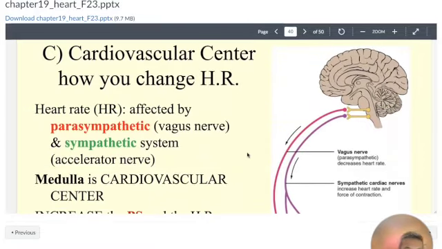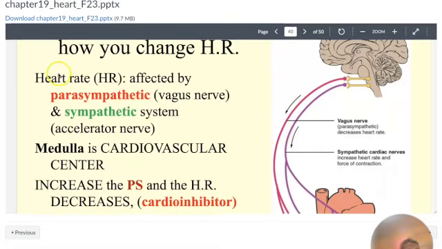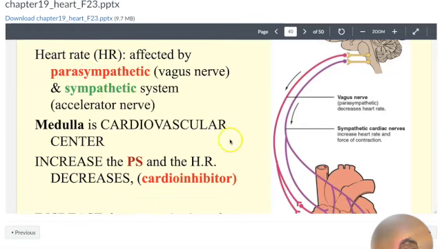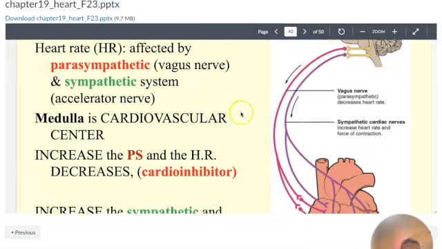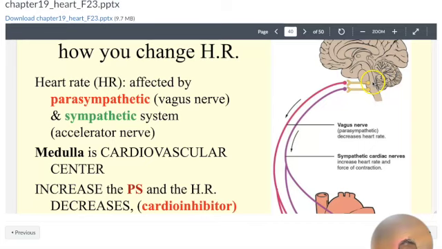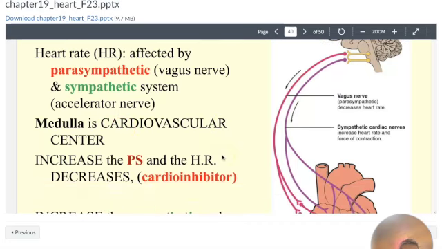Cardiac center in the brain. Heart rate is affected by the parasympathetic and the sympathetic nervous system. Para means slow down, so this will slow it down. Sympathetic will accelerate it. And it's in the medulla, the cardiac center. That's why if you get hit in the neck, your heart might stop beating.